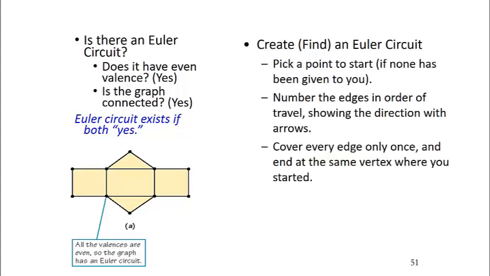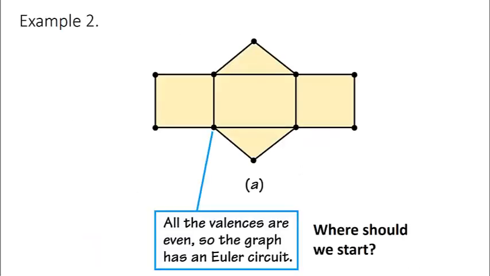Now, to find one, we pick a point to start if none has been given. We number the edges in order of travel, showing the direction with an arrow. We want to make sure we cover every edge only once and that we end at the same vertex where we started. So here's our graph. Where should we start? It doesn't really matter.